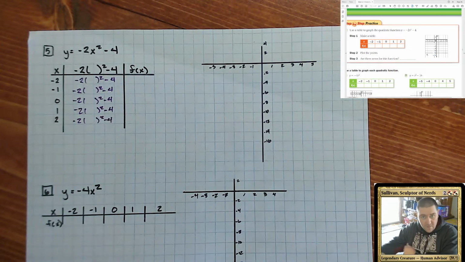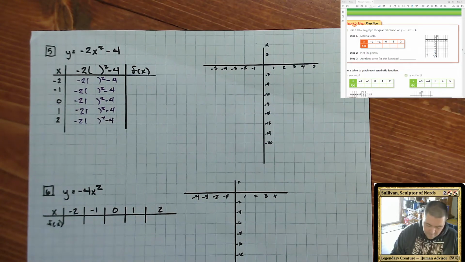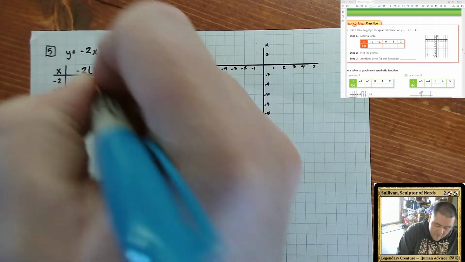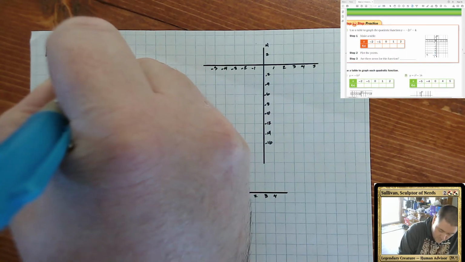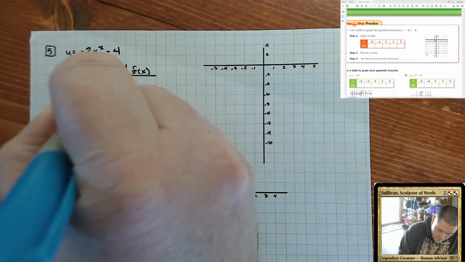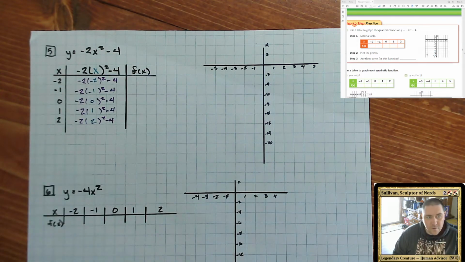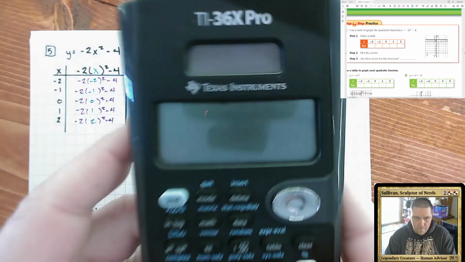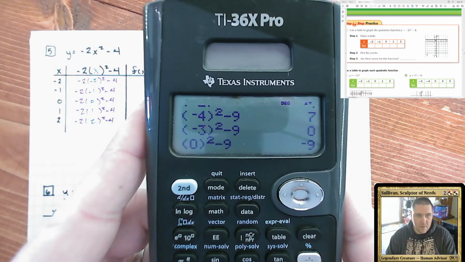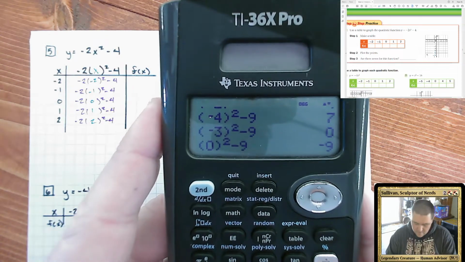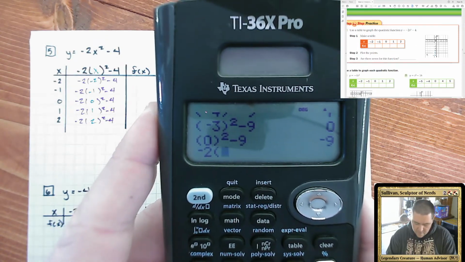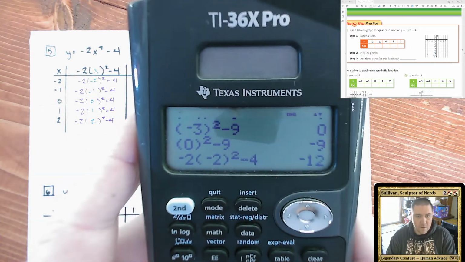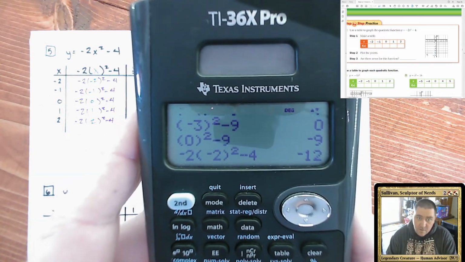They give me the x values to try. And everywhere that there was an x, I'm going to put in -2, -1, 0, 1, and 2, respectively. You grab your calculator. And in there goes -2 parenthesis, -2 parenthesis squared minus 4. Okay, type them just like that.